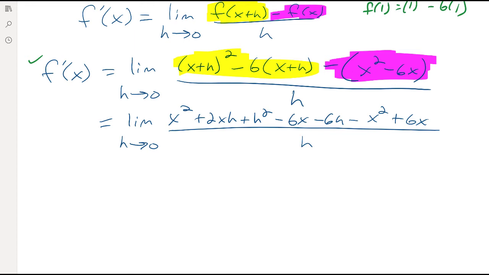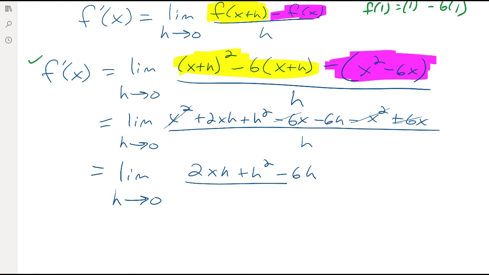All right. And so now I want to look up in my numerator. I want to combine any like terms. So I see I have a positive x squared and negative x squared. They're going to sum to 0. I have a negative 6x, a positive 6x. They're also going to sum to 0. So they're going to knock each other out. And so we're left with the limit as h approaches 0 of 2xh plus h squared minus 6h, and this is all over h.